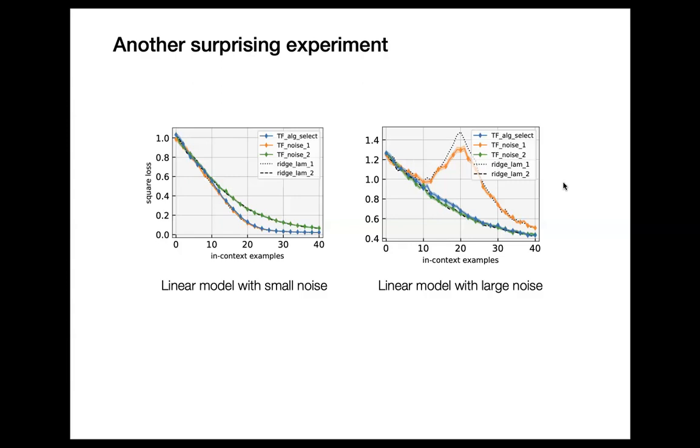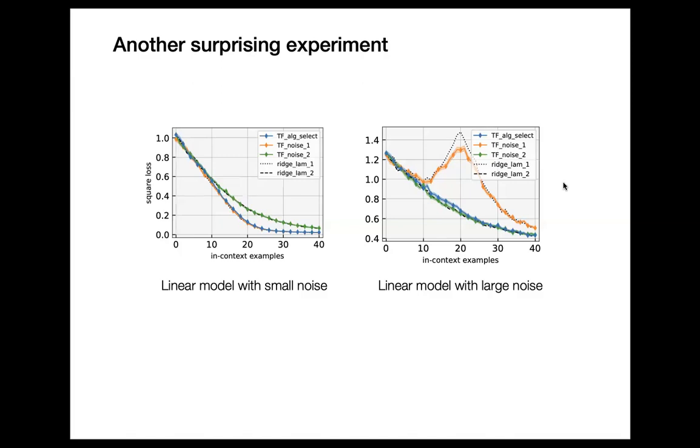You need to select properly the regularization parameter to be able to achieve the best performance on these two different tasks. What was the difference between tasks? So you had two populations of regression with small and large noise. Right, and train TF noise 1 on the small noise, TF noise 2 on the large noise, and TF algorithm selection on both.